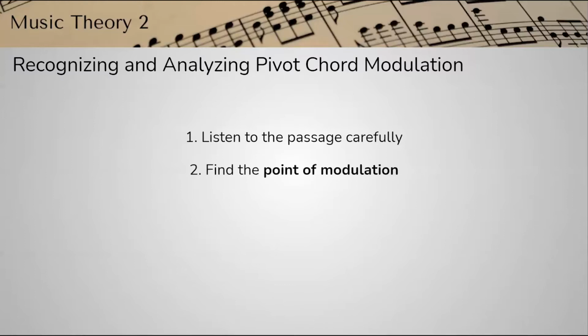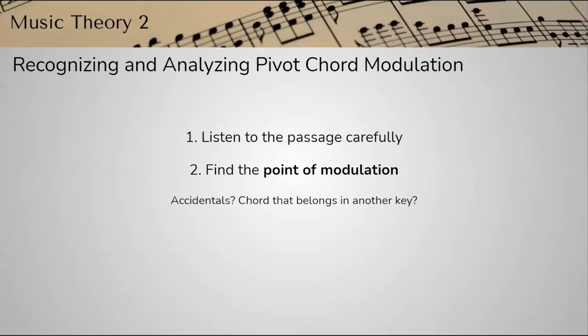Then you want to find the point of modulation, and this can be indicated in the score, usually by accidentals, because since we're changing key, we'll have different notes, right? We'll have notes that don't belong in the original key signature. So often accidentals can indicate that we've modulated to a new key. You'll also find a chord that belongs only in the new key and not in the old key, okay? And that chord, of course, will have an accidental. So accidentals are kind of your biggest clue.